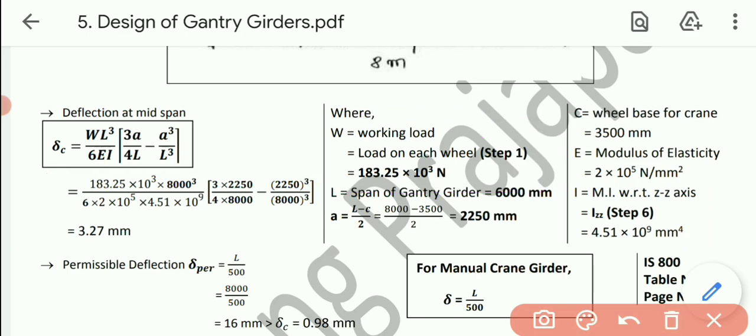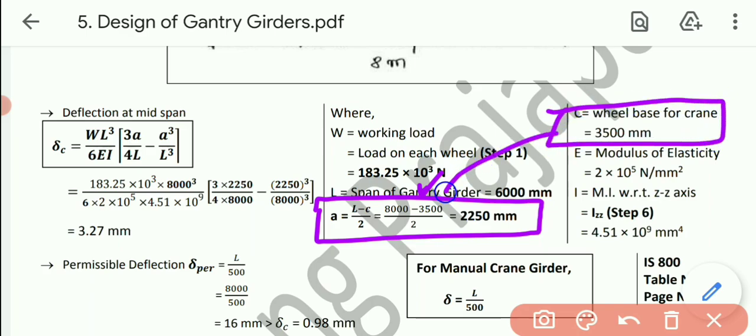Then L, that is span of the gantry girder. That is 6 meter, so 6000 mm. Not 6, sorry, printing mistake is there. It is 8 meter, so that will be 8000. Then another unknown, that is A. We have already calculated this one, A equals L minus C by 2. So 8000 minus 3500, where C stands for wheelbase, divided by 2, so ultimately 2250. That's the value of A.